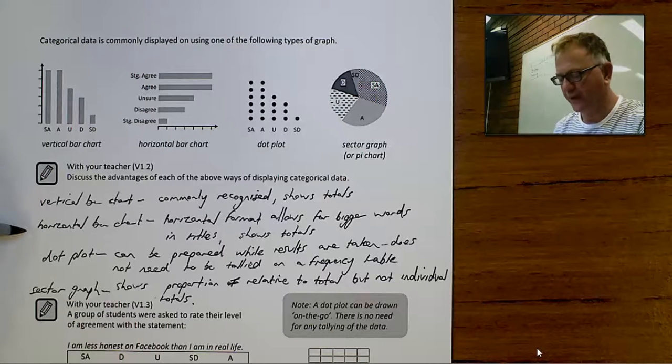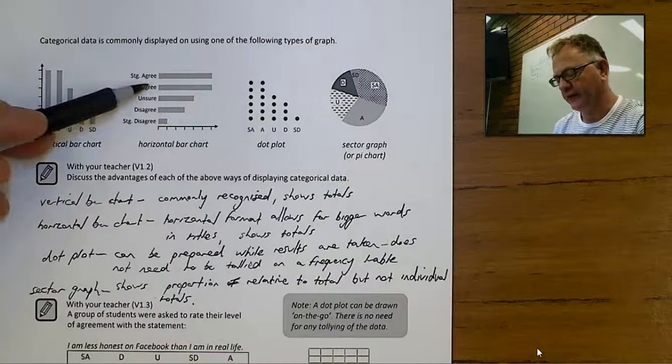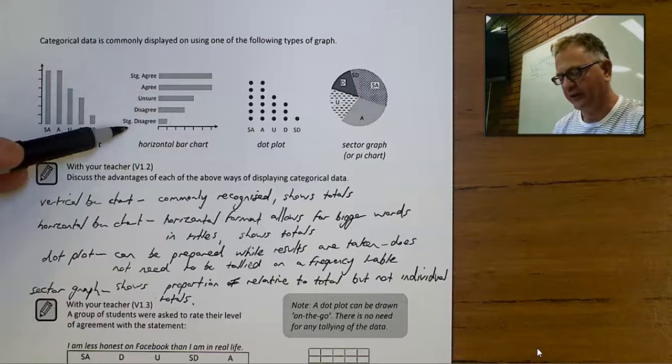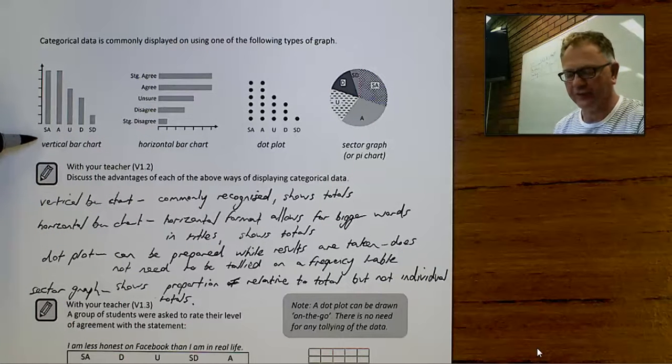The horizontal bar chart is really just the same graph on its side. It has also got the advantage that if you've got categories which have got long words, you can actually write them in, whereas it's very difficult to do that in a vertical bar chart.